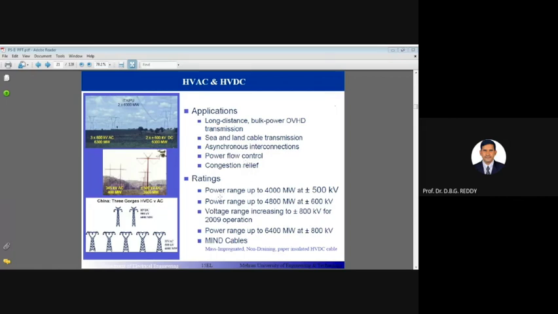Okay. Now ratings: power rating 4,005 megawatts, plus or minus 500 kV. This is DC. Now the voltage range is plus or minus 500 kV for the 2009 operation. This is not only India, these are worldwide trends they are following. Power ranges up to 6,400 megawatts at plus or minus 800 kV. These are the various DC techniques we are using. Okay, AC or DC.